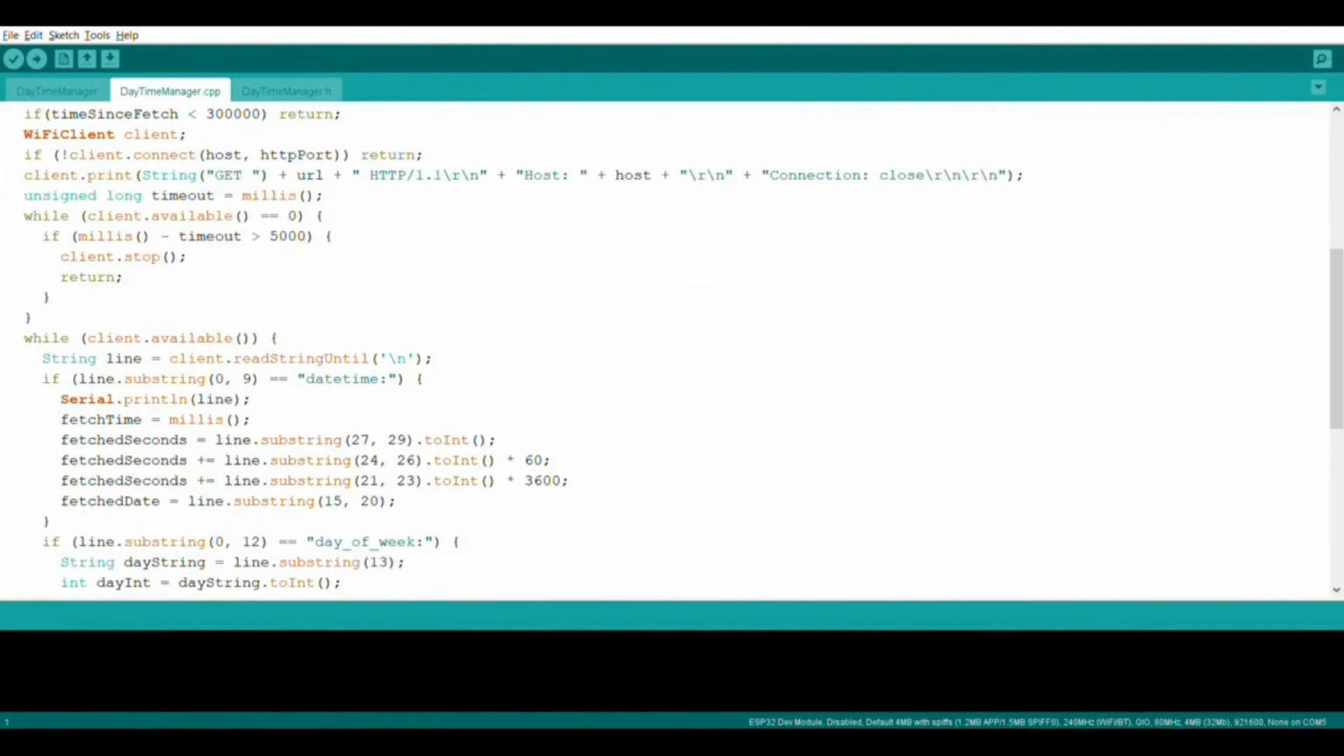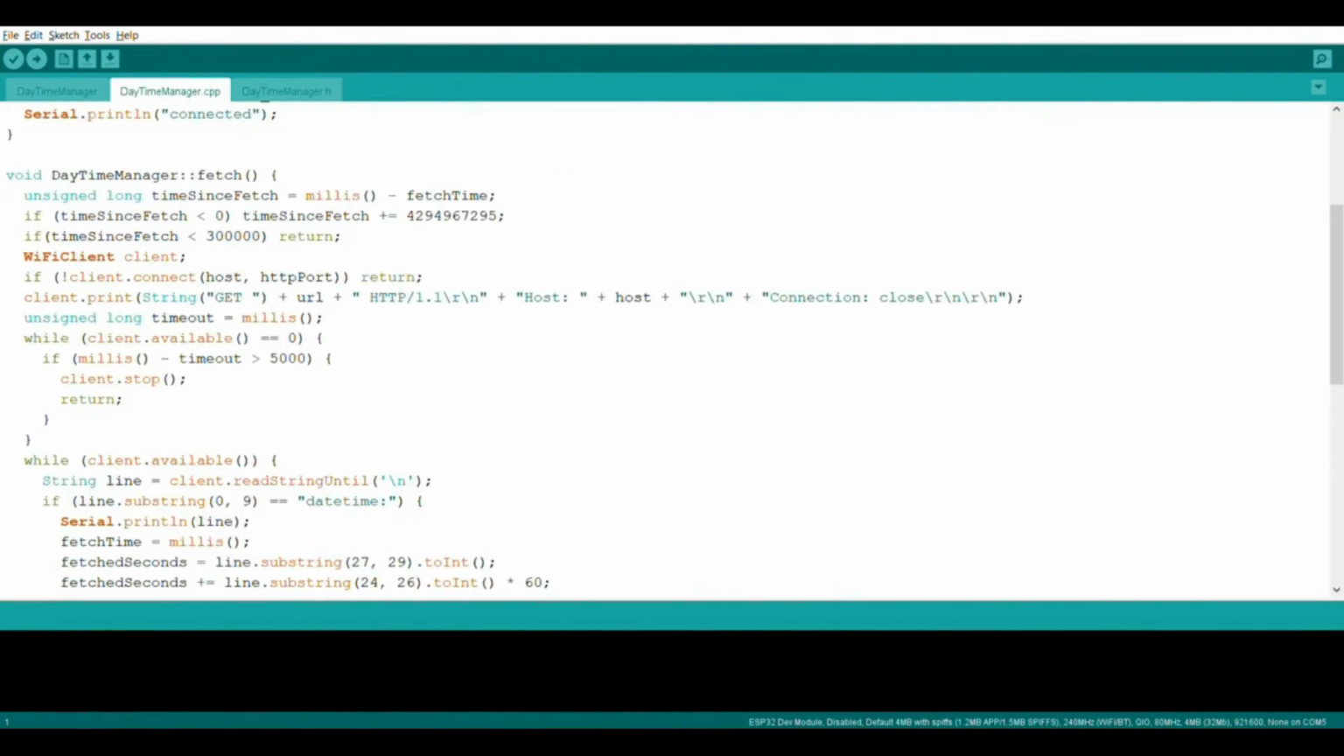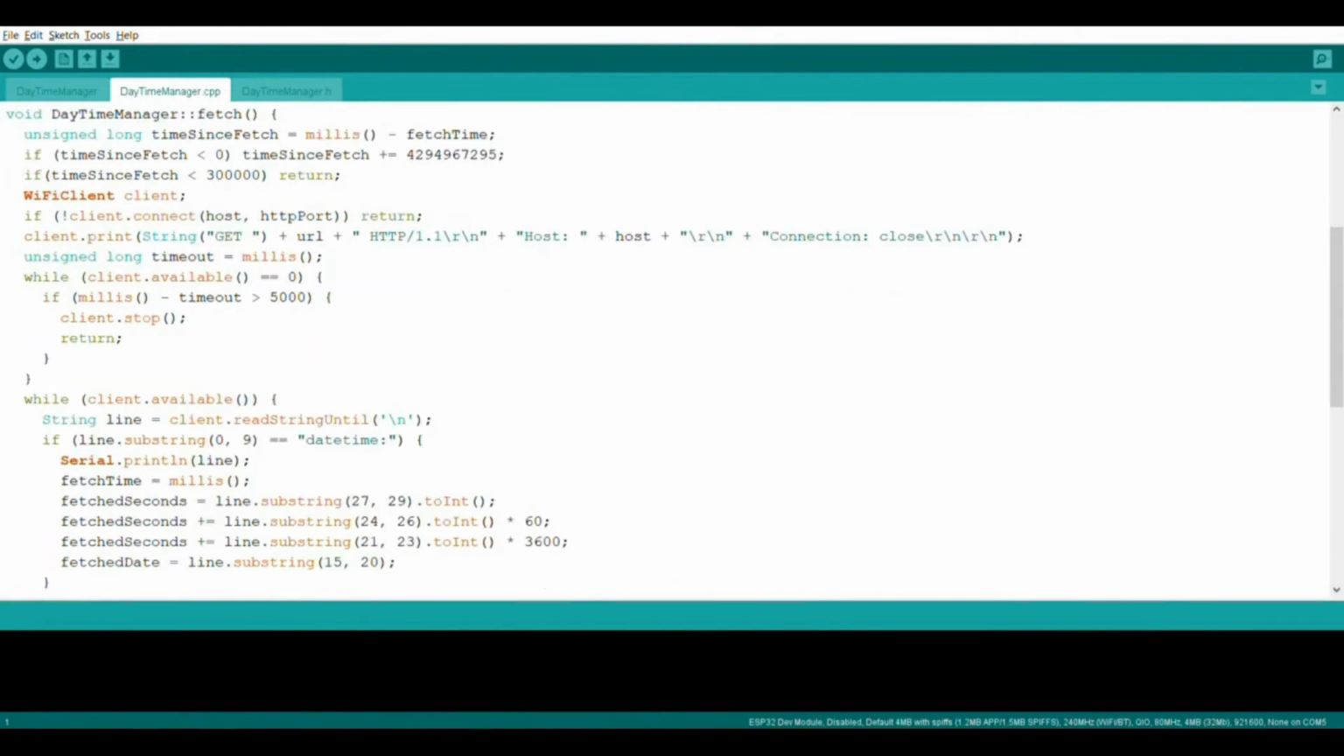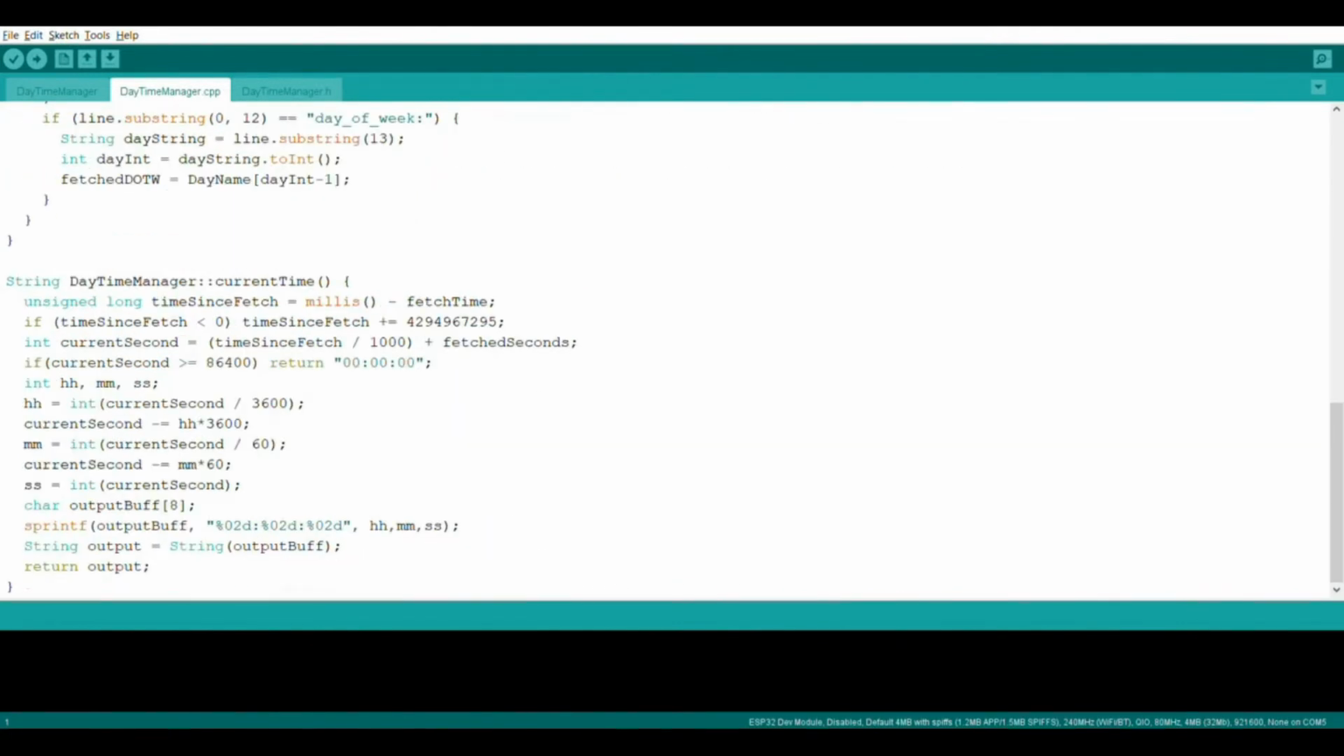To use this class, we have to repeatedly call fetch at an interval of 10 minutes to synchronize the time with the API. To know the current time, this function calculates the time elapsed since the last fetch using our ESP32 internal crystal oscillator to get a time that is accurate to the minute.